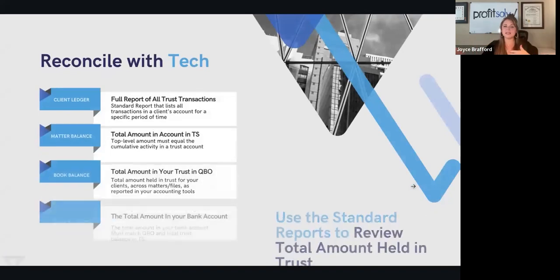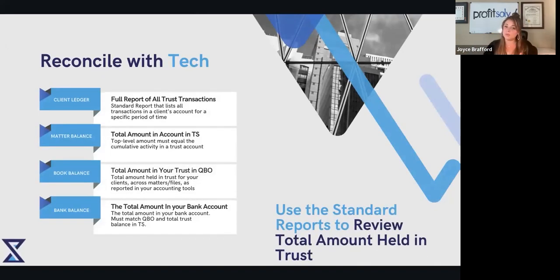All right. The next thing that I want to talk about is reconciliation with tech. Now, most of us, I believe all of us from all 50 states, but let's just say most to keep it accurate here, our state bars require 3-way reconciliation. Now, all of us probably know what that is, but I would like to review it briefly here anyway. In a three-way reconciliation, you need to review your client's ledger against your book balance, against your bank balance, right? Now, how do we do that with something like TimeSolve?